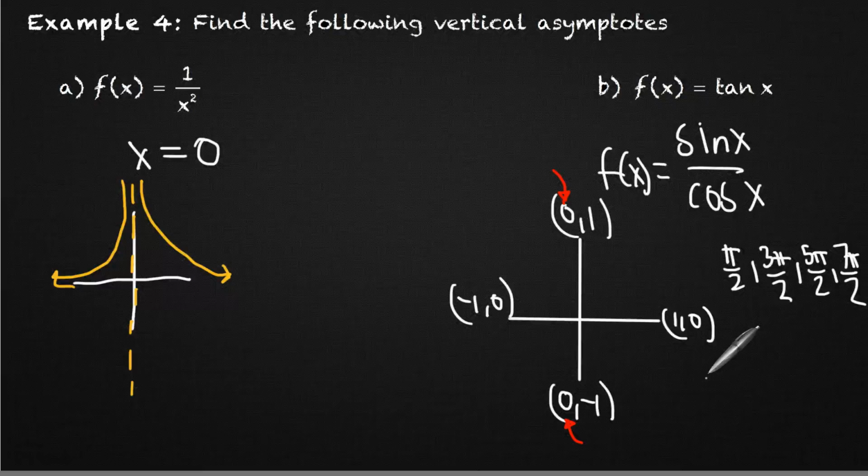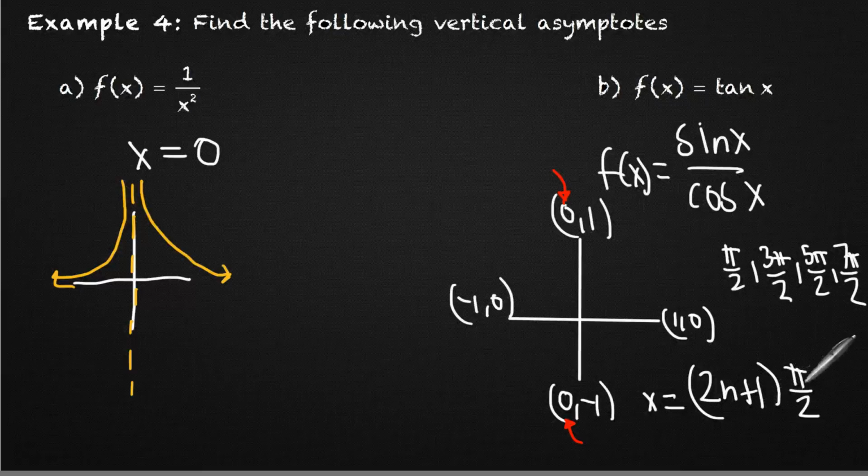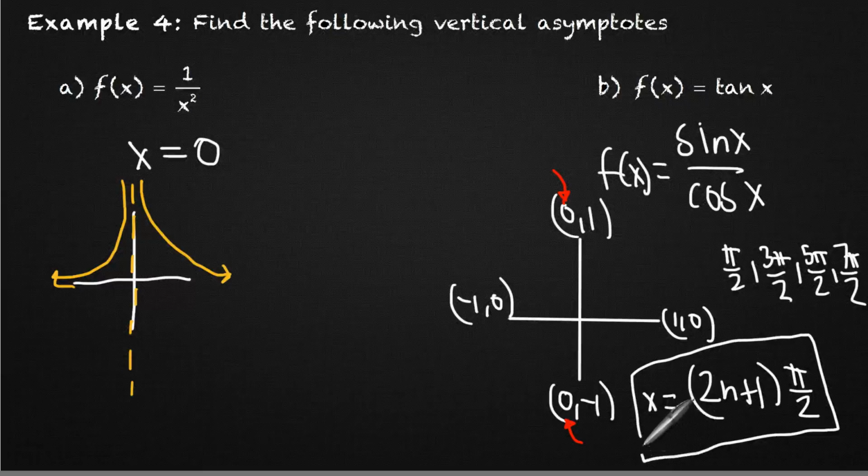Well, we could write 2n plus 1 times pi over 2. Let's see if that works. So we'll say x equals, that's our vertical asymptote. When n is 0, this 2n goes away and you're left with 1 times pi over 2. Check, that's our first one. When n is 1, you have 2 plus 1, which is 3 pi over 2. And when n is 2, you have 2 times 2, which is 4 plus 1, 5 pi over 2, so on and so forth. So that would be a good, fancy way of expressing all odd multiples of pi over 2.